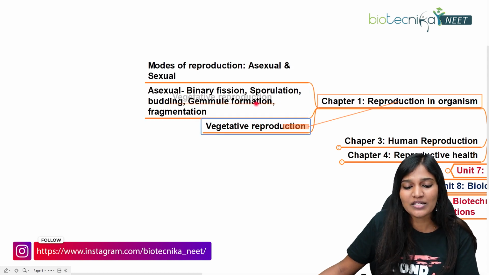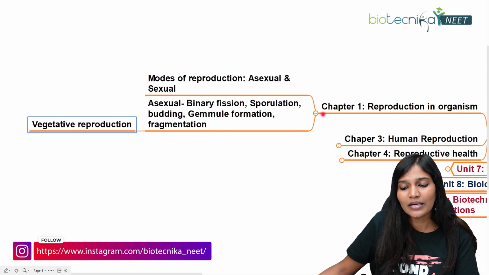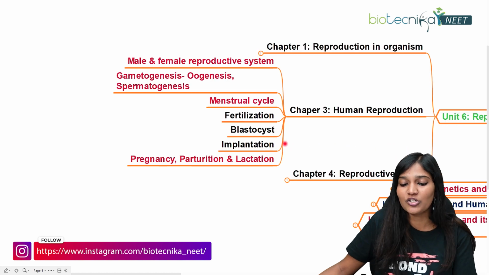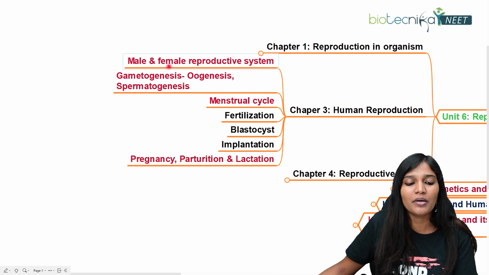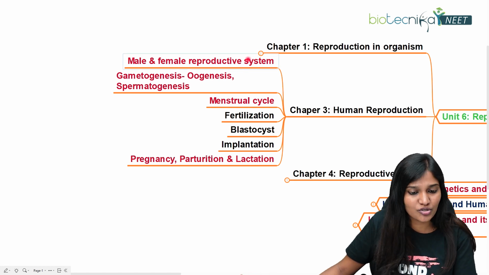We'll be studying vegetative reproduction, even in asexual reproduction also. Next is human reproduction. This is very important. So whatever the red points that I've made, do not ever skip it. Male and female reproductive system, the structure you should study.